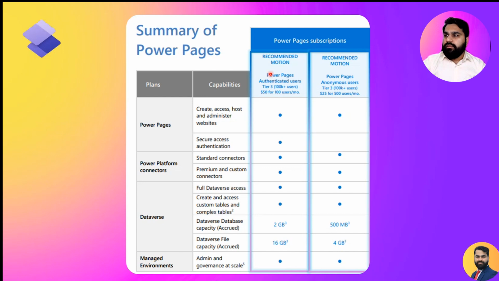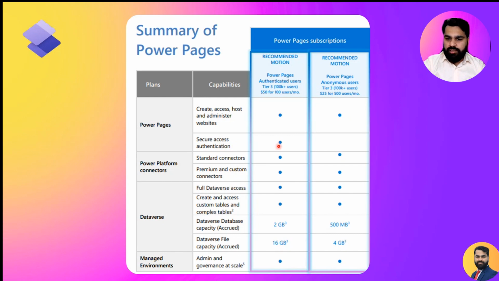So the Power Pages authenticated user license will be assigned to the tenant. The Power Pages anonymous user license will also be assigned to the tenant. What is the difference? First of all, cost is different. Second, whether you can create, access, host, and administer websites? Yes, both licenses provide that.